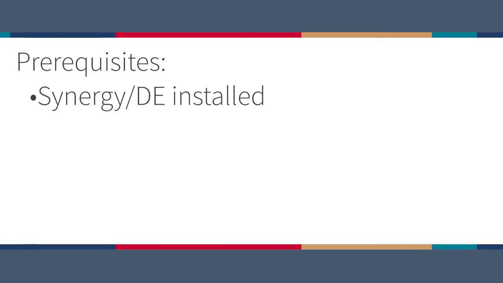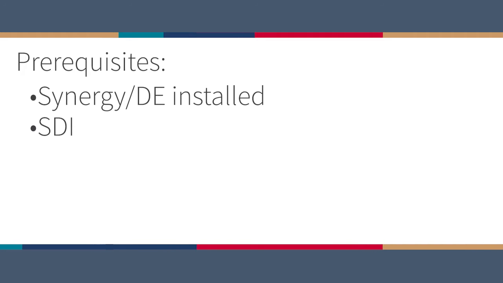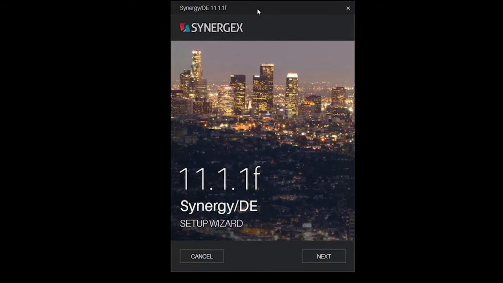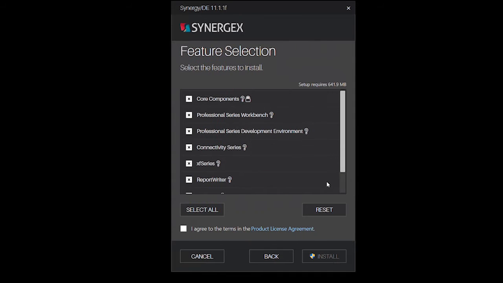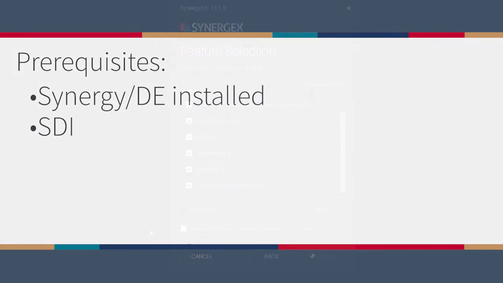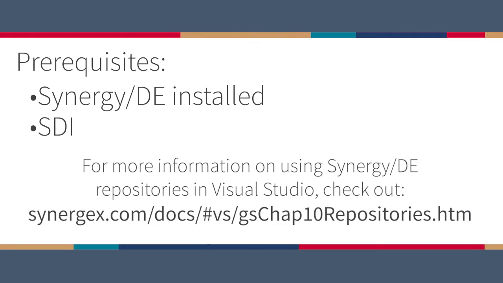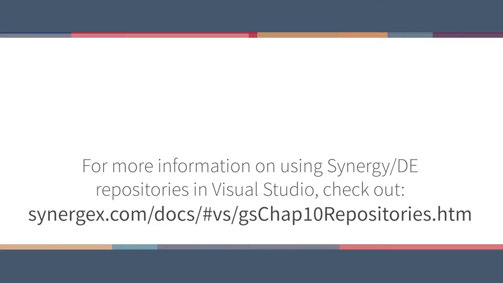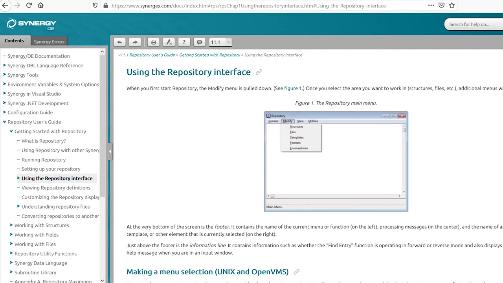Repository is a core Synergy DE development tool, so before you get started, you will need to have Synergy DE installed on your machine. If you would like to be able to take advantage of Visual Studio's environment and features as you create and maintain your repository, you will need the Synergy extension for Visual Studio, also known as SDI. In this video, we'll be working in a Windows environment and running Synergy DE version 11.11f. We won't generate repository files from within Visual Studio, but if you would like supplementary information on how this is done, check out the repository documentation.